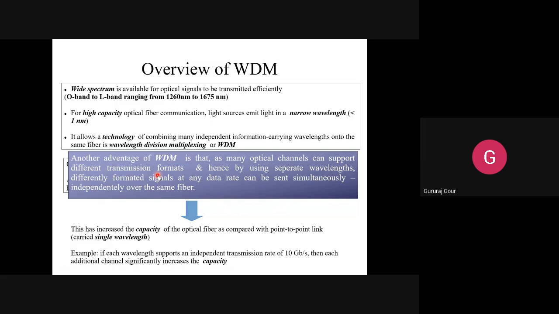See, it is so unique. It is not only unique in terms of having different wavelengths, it is also unique in terms of supporting different transmission formats. It will multiplex all with increased data rate. You can see this is very important. Hence, by using separate wavelengths, differently formatted signals at any data rate can be sent simultaneously, independently over the same fiber.